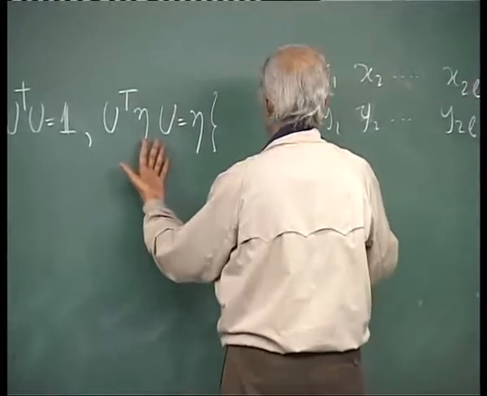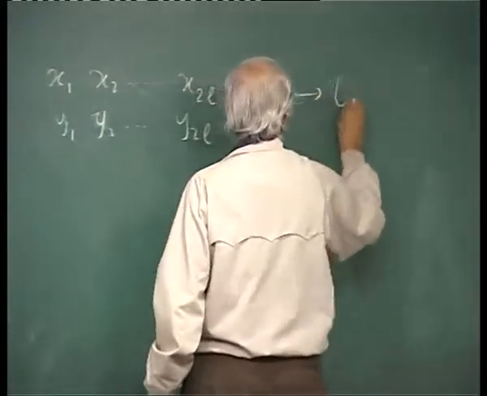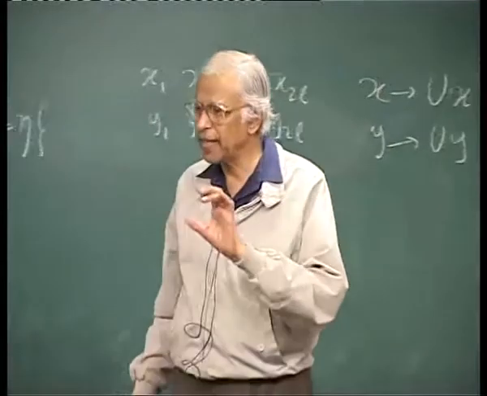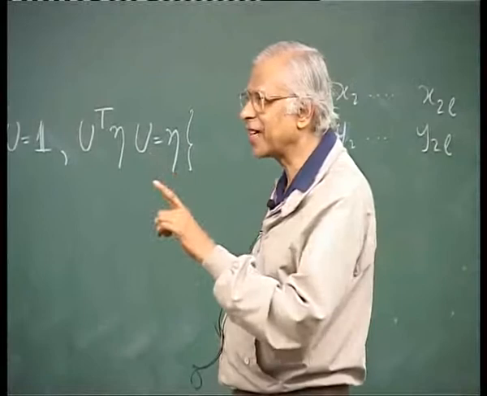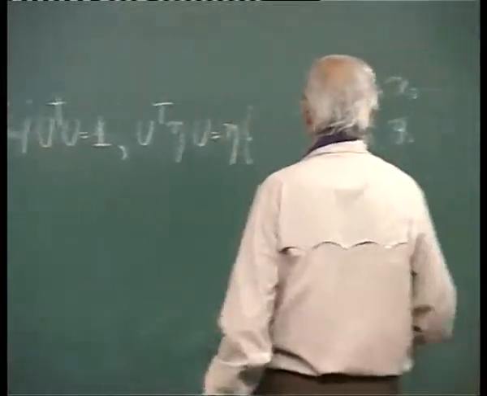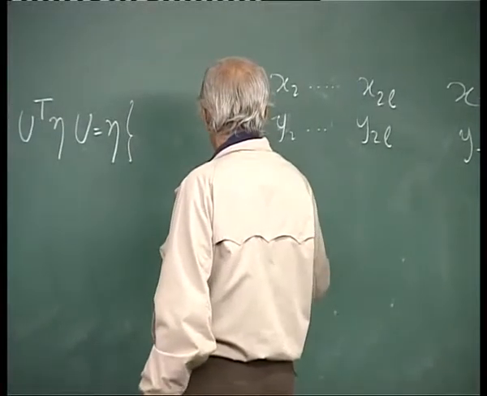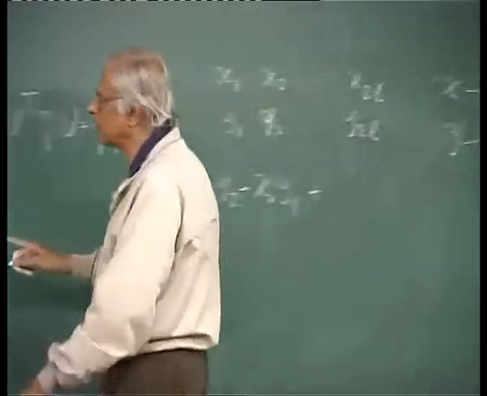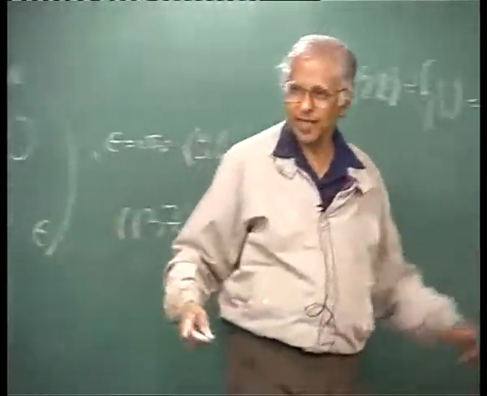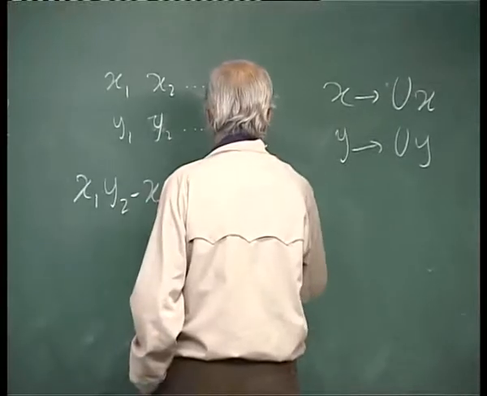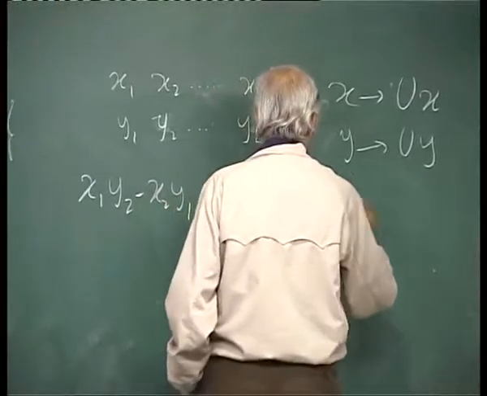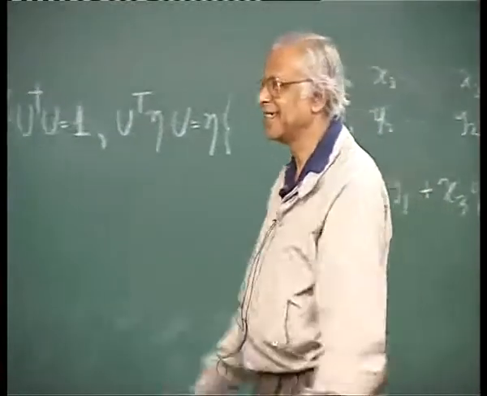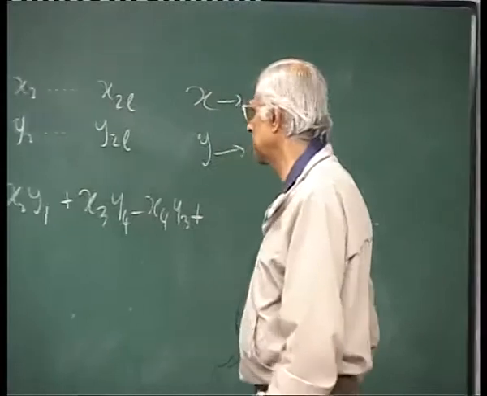This expression, this condition says, when you transform x to Ux and y to Uy, a certain bilinear form in x and y should not change. What is that bilinear form? Look at this eta. The bilinear form which should be preserved is x1 y2 minus x2 y1. Plus, this comes from the first epsilon. What's the next one? x3 y4 minus x4 y3. Plus 5, 6, plus 7, 8, and all the way up to the end. This is this braiding. You can see. This is what is called the symplectic nature of the transformation.